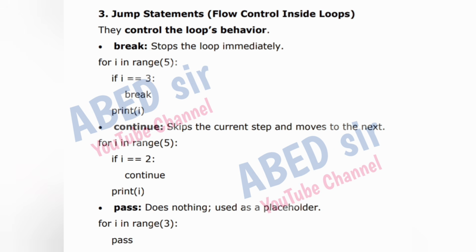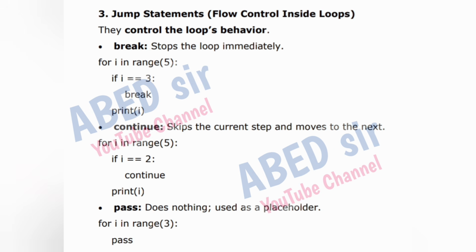3. Jump statements, flow control inside loops. They control the loop's behavior. Break stops the loop immediately. for i in range(5): if i == 3: break. print(i). Continue skips the current step and moves to the next.